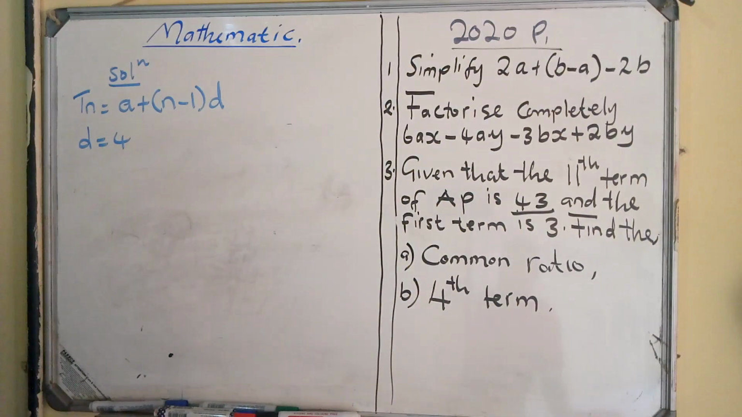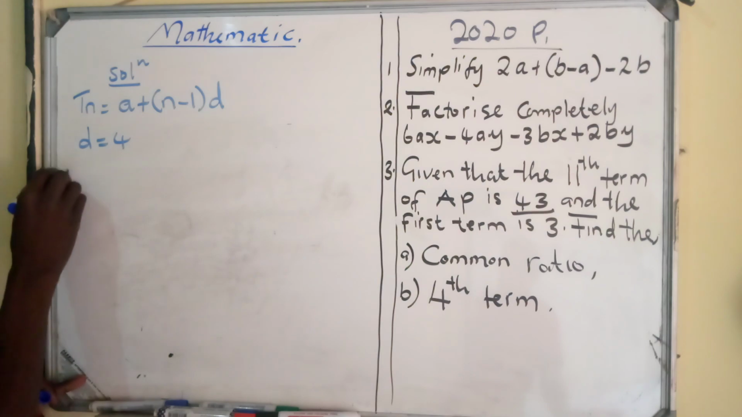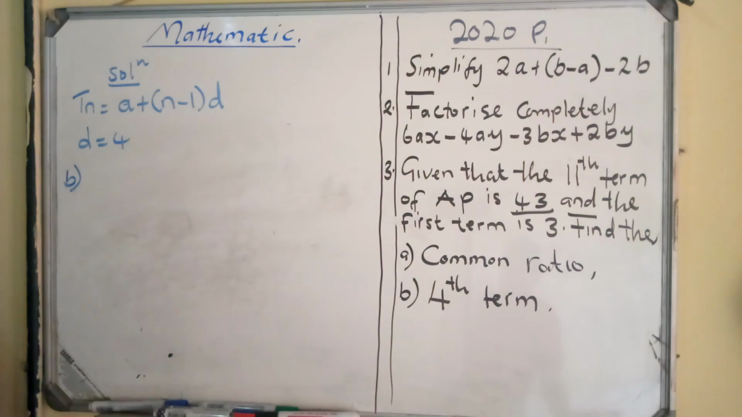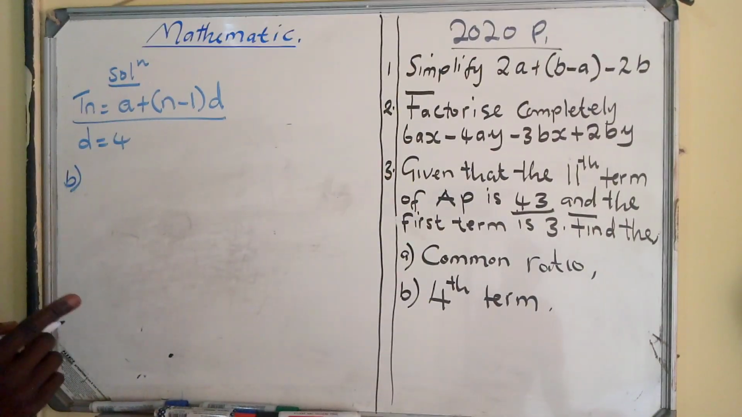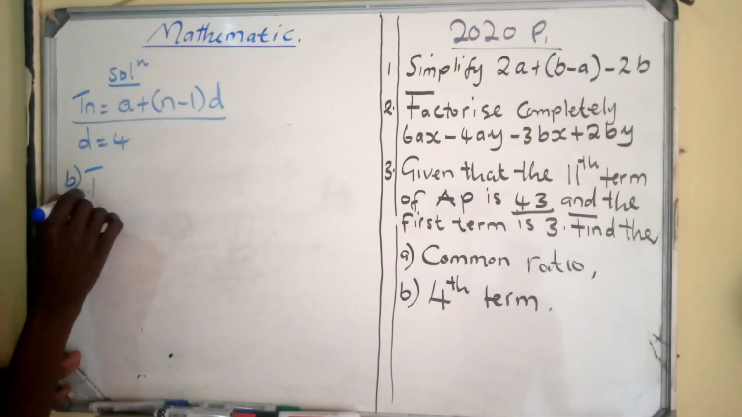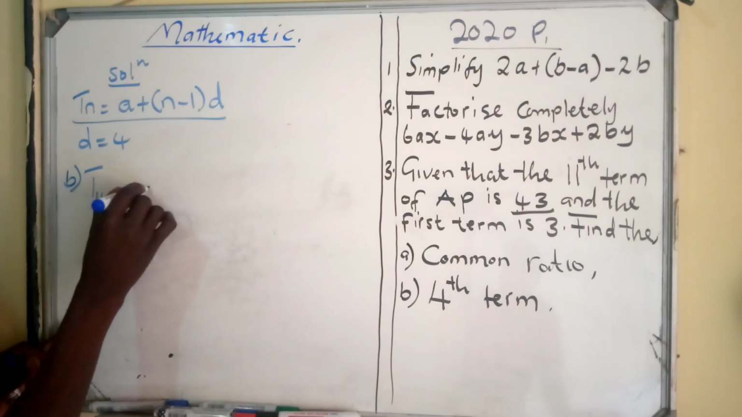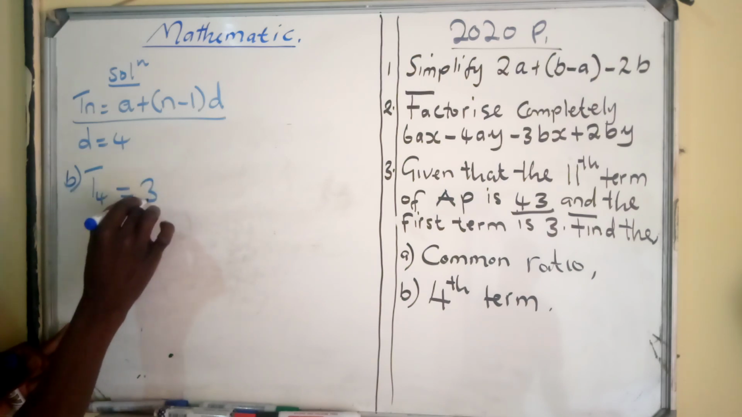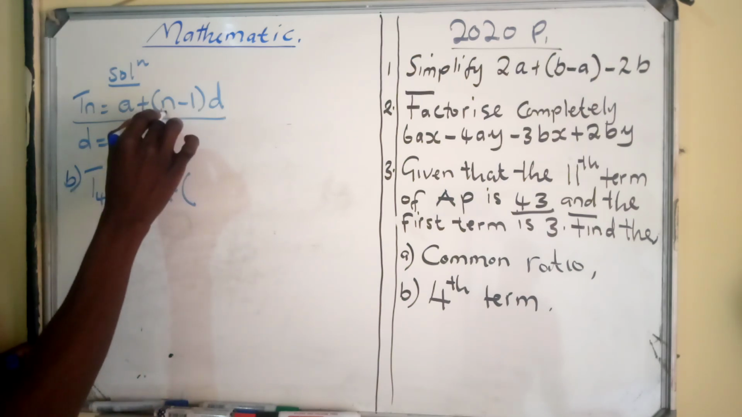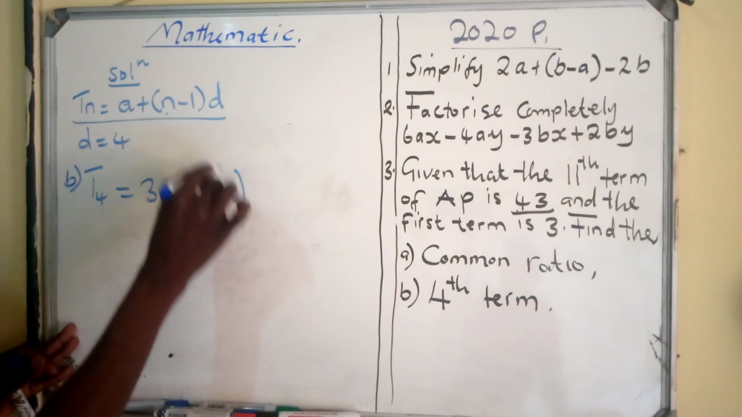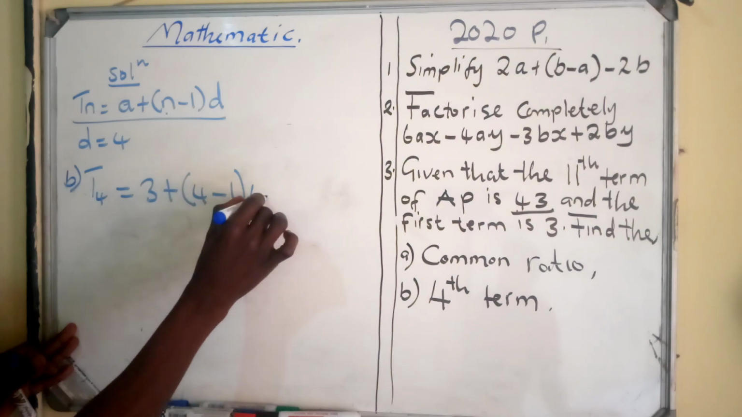So now, we have been asked the second question, which is B. So we are answering A and then B. B is saying the fourth term. So we're going to use the same formula, which is here. Where there is n, we're going to substitute with 4 and not 11 now. So the fourth term equals a, we know our a, which is 3, plus, open bracket, 4 minus 1, and then d, our d is 4.